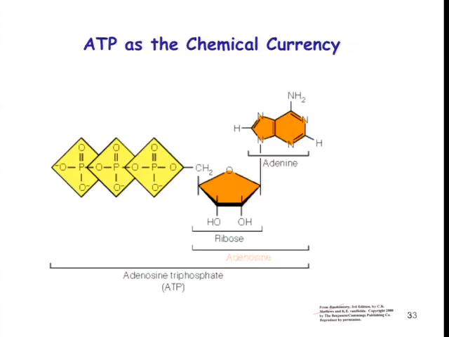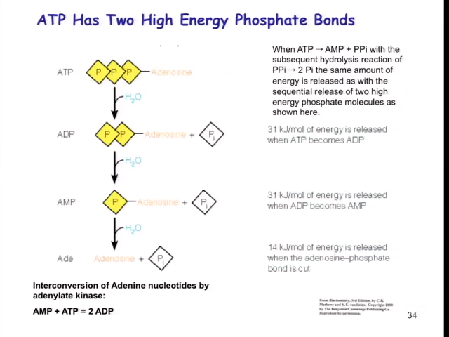Okay, so ATP, which you've seen before, is our chemical currency. Our high energy bonds are the last two phosphates. So we have two high energy bonds, and what we give out is 33 kilojoules per molecule. Now this last bond, which is only 14, is considered low energy. You can actually convert an AMP molecule and an ATP molecule to two ADPs. The enzyme that does that is adenylate kinase.